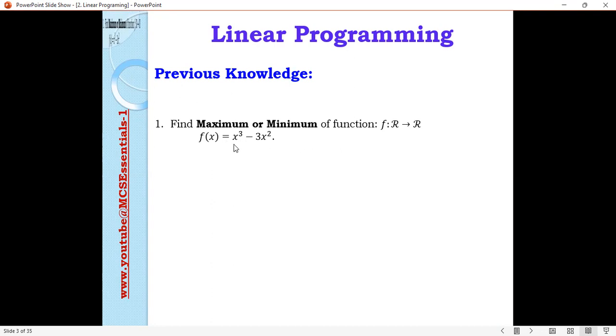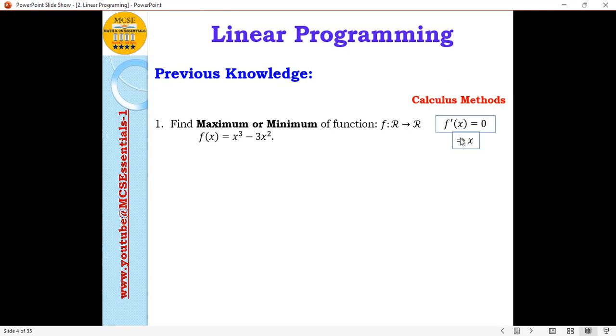Using derivatives, we differentiate this function f of x with respect to x and equate the derivative equal to 0. This equation gives us the value of variable x. This value of variable x gives the maximum or minimum value of the function. Such points were called stationary points.